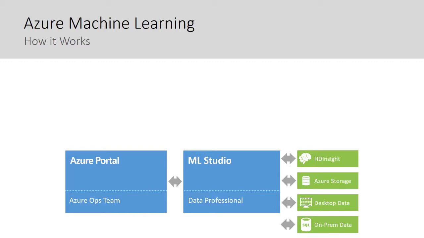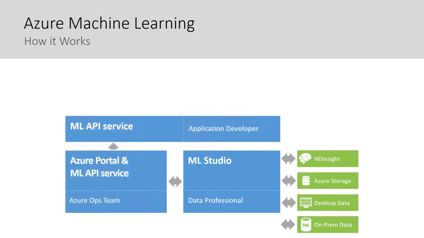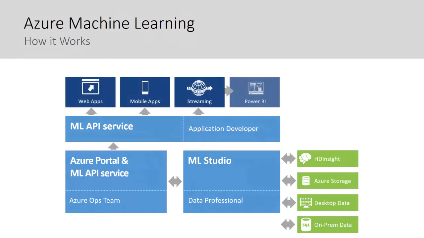Having produced an experiment that they choose to publish for predictive service, they can then publish to this machine learning API service, whereupon application developers can develop a range of applications, be them web apps, mobile apps, also involve Azure Stream Analytics, and output real-time results to Power BI dashboards. This allows business users to easily access results from anywhere and on any device.